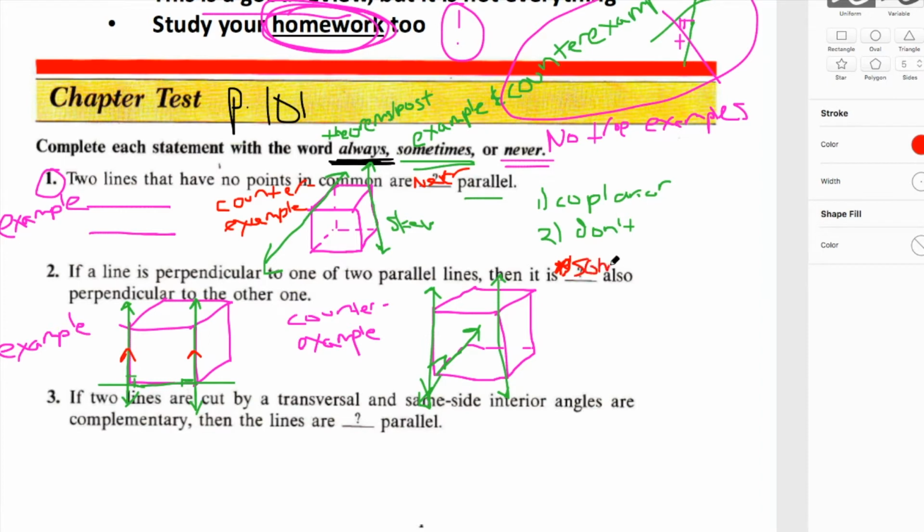Did I write never up top here? I totally shouldn't have written never up top here. This is definitely sometimes up top, okay? Two lines can have no points in common. They can be parallel or they can be skewed. So this should have been sometimes. Sorry about that, guys. Thought I made that clear when I explained, so I'm going to leave this in here, okay? So we got sometimes for the first two of these, okay?